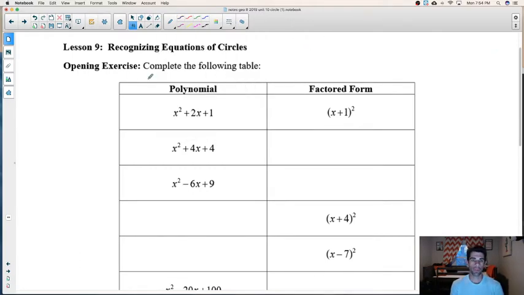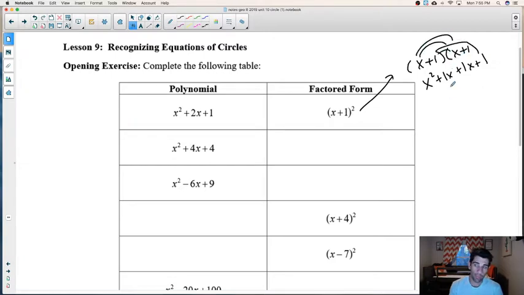All right, so here are some exercises that we can start off with, some polynomials you want to keep in mind. Here you have the polynomial x squared plus 2x plus 1, and in factored form we wrote (x plus 1) squared. Why that works is if you're doing x plus 1 times x plus 1 and you factored that out, you'd have x squared plus 1x plus 1x plus 1 by doing the distributive property 2 times. Combining like terms, you end up with x squared plus 2x plus 1.